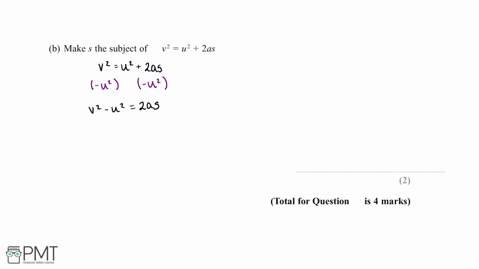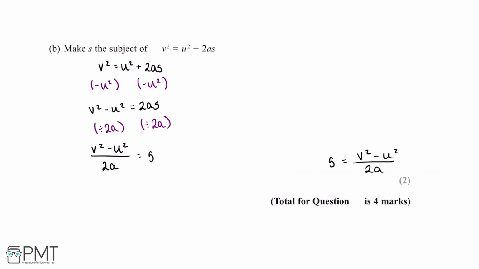And now the final thing we can do to make s the subject is divide both sides by 2a. And this gives us that v squared minus u squared, divided by 2a, is equal to s. And this is our final answer.